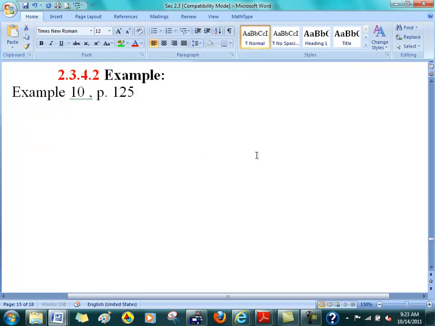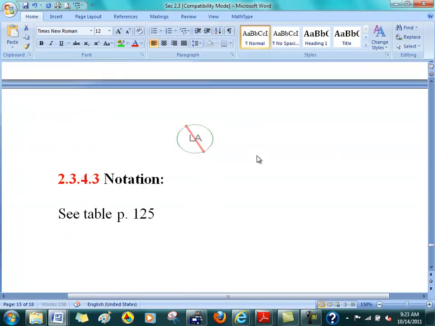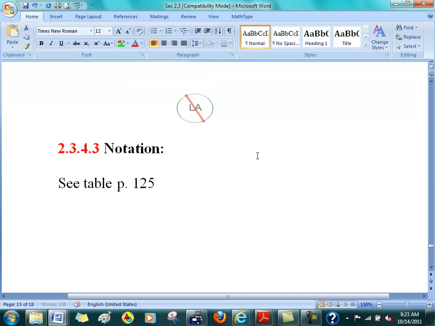I don't want to go into that because there are different... page 125 is a table that gives you notation of different derivatives. You can see I'm racing against the clock here, okay?